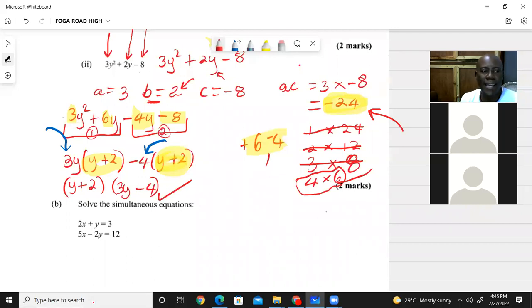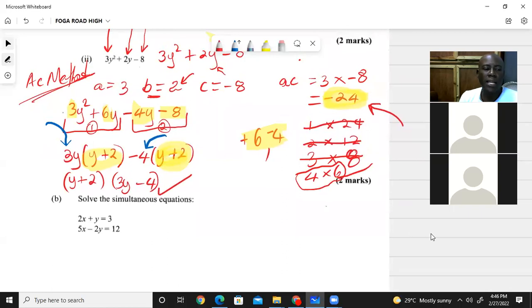So this is factorizing by the AC method. We were doing this in September of the school year, right? All right, good.